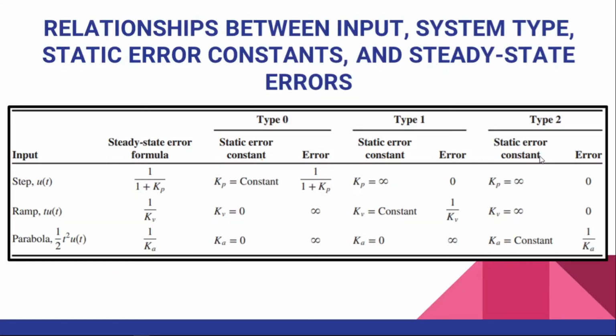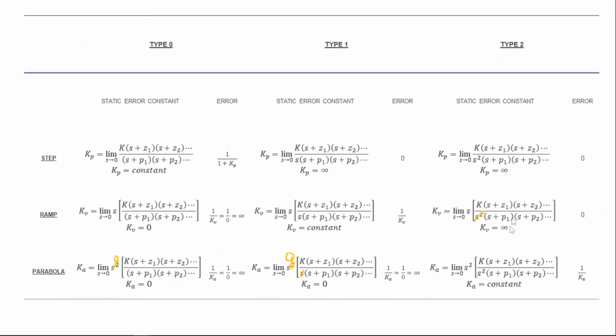So for type 2 systems, the static error constant for a parabola input is equal to a constant. So type 2 systems have s squared in the denominator, and Ka has s squared here also. So this will be cancelled out, and if we evaluate this through limits, we get a result of a constant. And if we get the error value 1 over a constant, the resulting answer would also be a constant. So thank you.